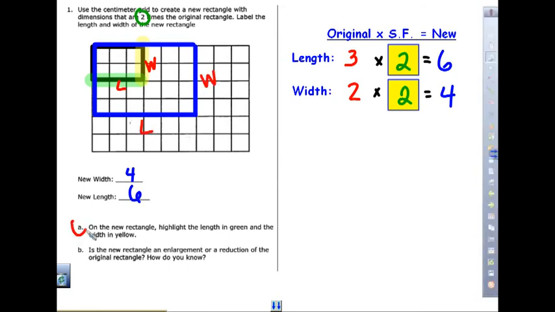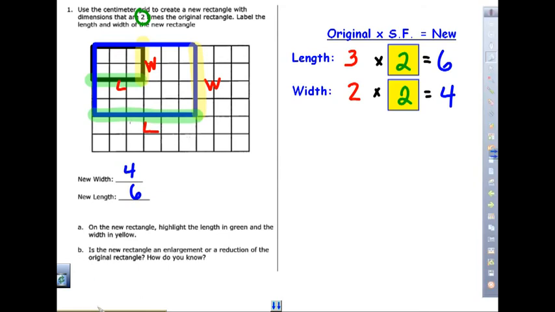And on part A right here, it says on the new rectangle, highlight the length in green and the width in yellow, or whatever colors you chose. Oh, by the way, if you need to stop this video at any time, you can. If you need to back up, you can do that also. All right, so I've highlighted my length green and my width yellow. Now we're down here to part B.